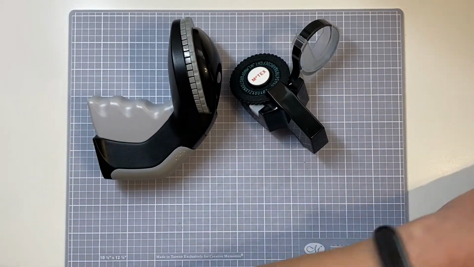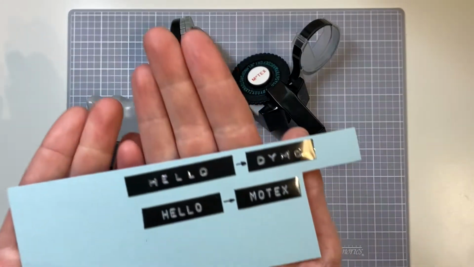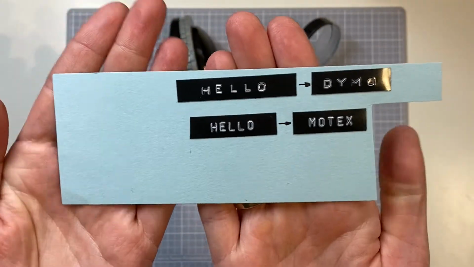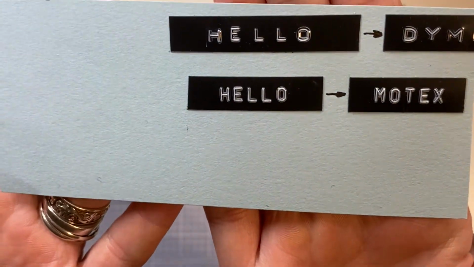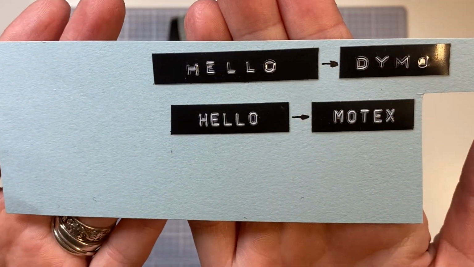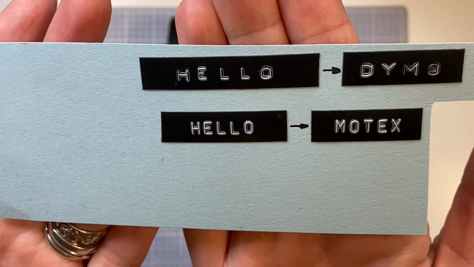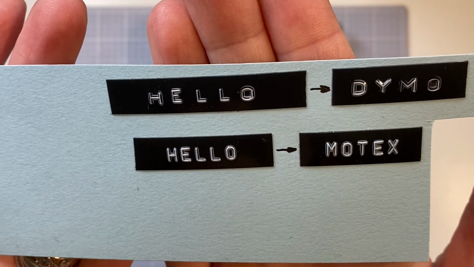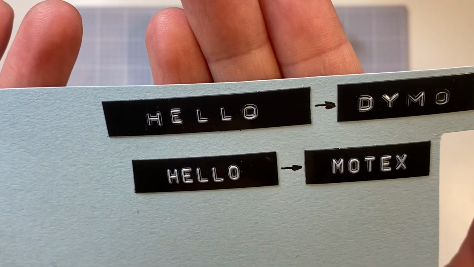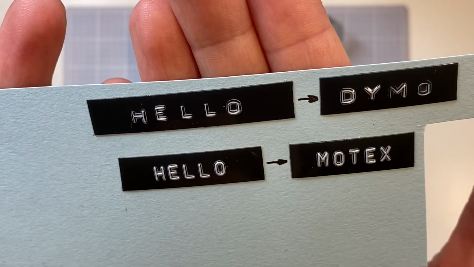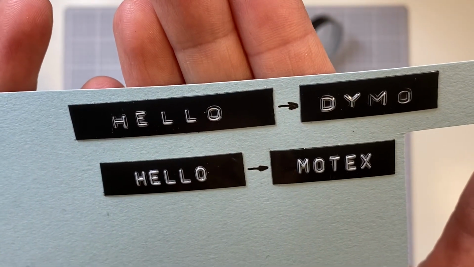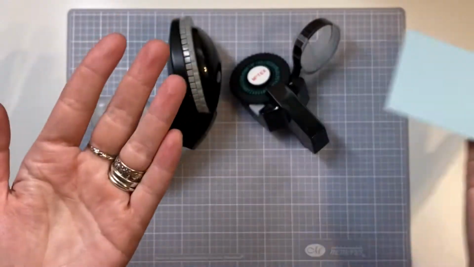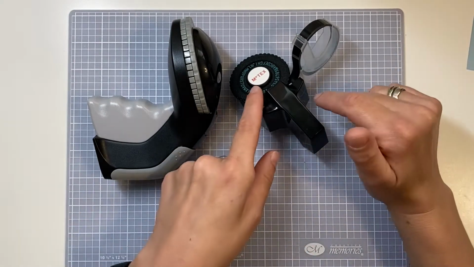So I'm going to just quickly show you how two labels are looking that I made before filming this. So the first one is Dymo, and as you can see, it's not as clear as the Motex one, and also it has more space between letters. So in general, I prefer how the Motex label looks.